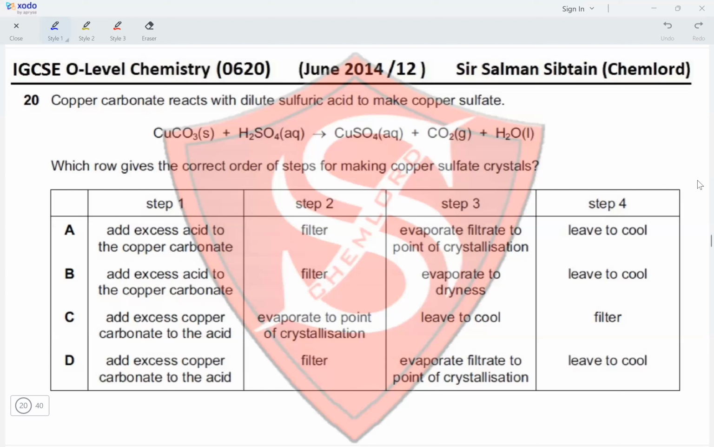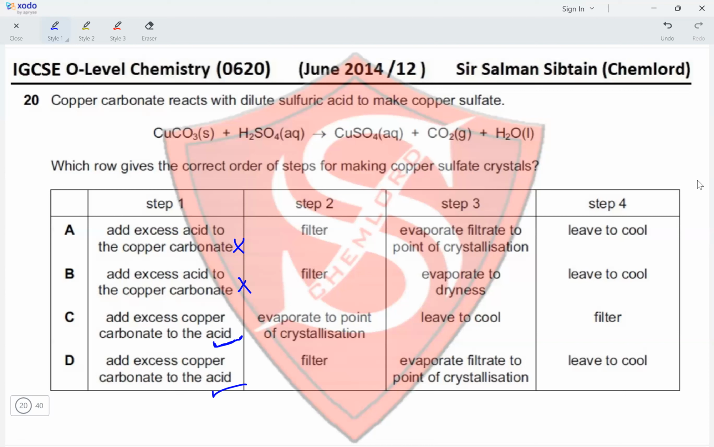Okay, so if we add excess acid to copper carbonate, all of the copper carbonate would form copper sulfate, and acid would be remaining. So options A and B are incorrect. Options C and D have add excess copper carbonate to the acid. This will neutralize all of the acid and form copper sulfate in solution, and we will have excess copper carbonate remaining as precipitate. So yes, C and D are the correct steps.